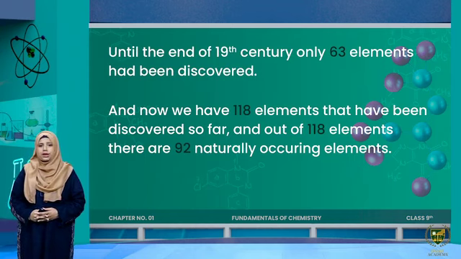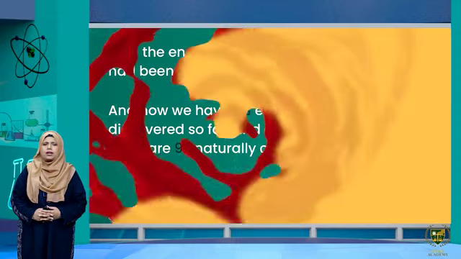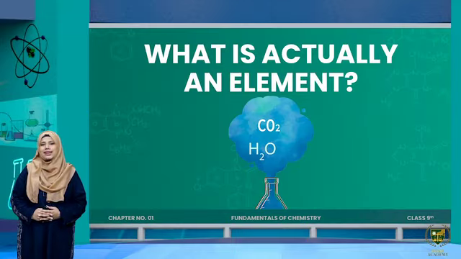This is very important. Now, as we know the brief history of elements and how many elements we have around us, let's have a look at what an element actually is. And to understand it in a better way, let's go to the visual room. So students, to understand what is an element, let's discuss one example.